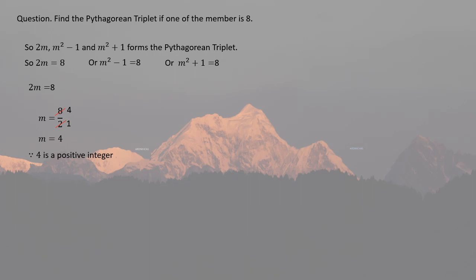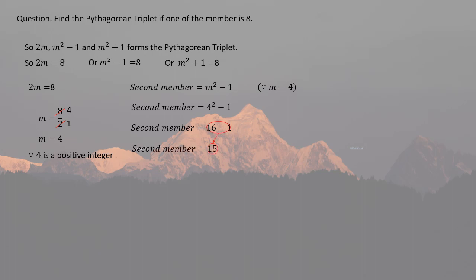Then we can easily find out the other two members of the Pythagorean triplet. So the second member is m square minus 1, and we know m equals 4. So replacing the value of m as 4, we get 4 square minus 1, and 4 square is 16. So we get 16 minus 1, and 16 minus 1 is 15. So 15 is the second member of the Pythagorean triplet.